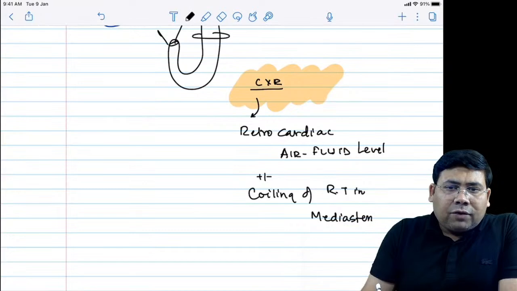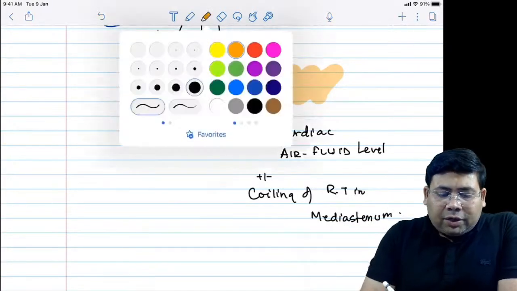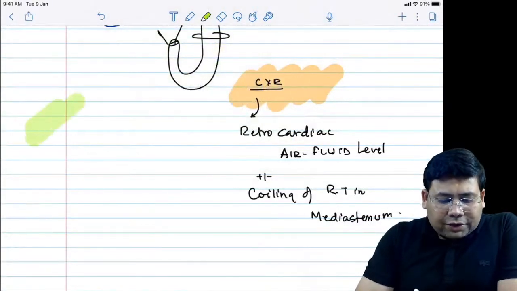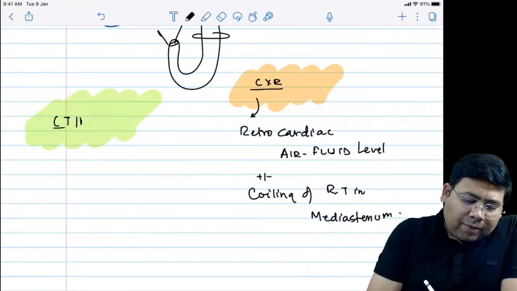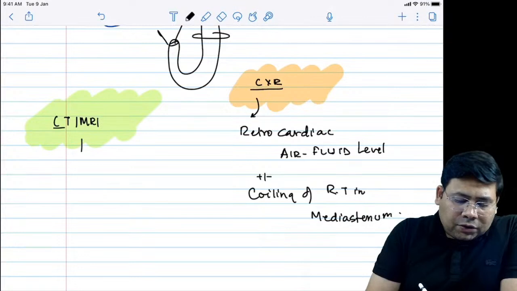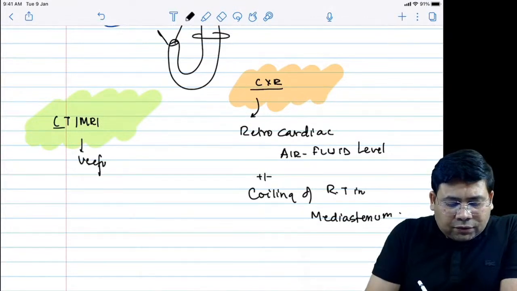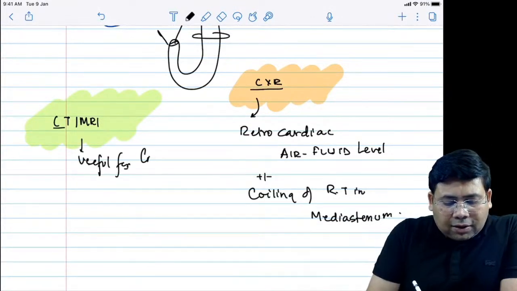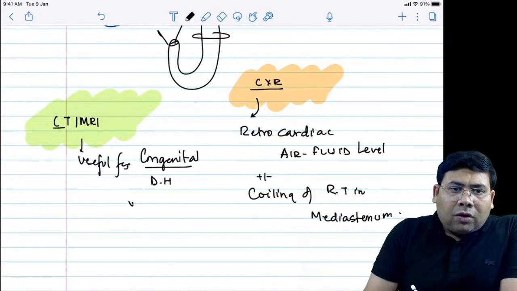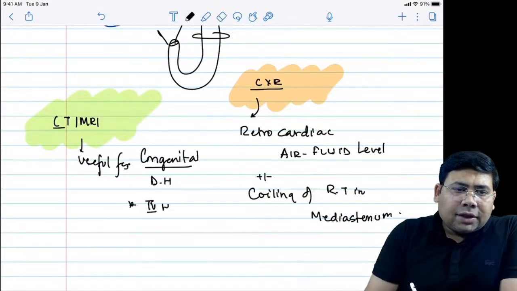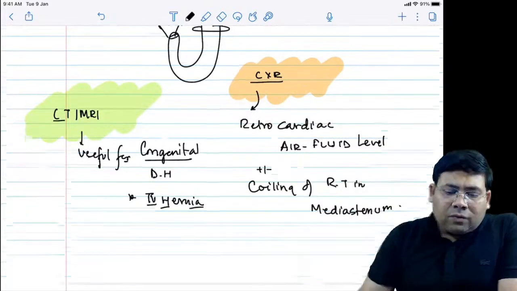Okay, let us move forward, students. What is the utility of CT or MRI? So CT or MRI is useful for congenital diaphragmatic hernias or type 4 hernias. Is that clear to everyone or no?